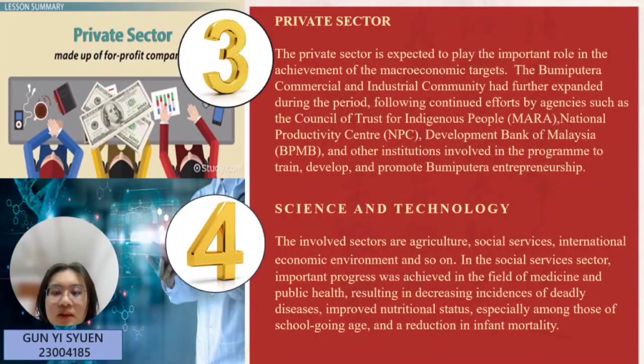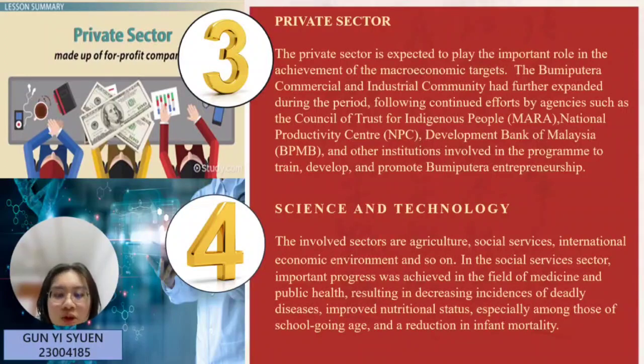The private sector is expected to play an important role in the achievement of the macroeconomic targets. The Bumiputera commercial and industrial community has further expanded during the period, following continued efforts by agencies such as the Council of Trust for Indigenous People (MARA), the National Productivity Center (NPC), the Development Bank of Malaysia (DBM), and other institutions involved in the program to train, develop, and promote Bumiputera entrepreneurship.